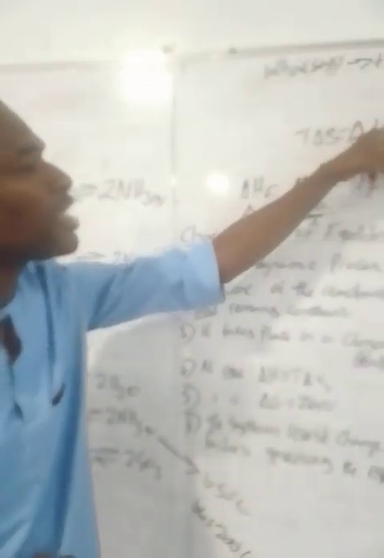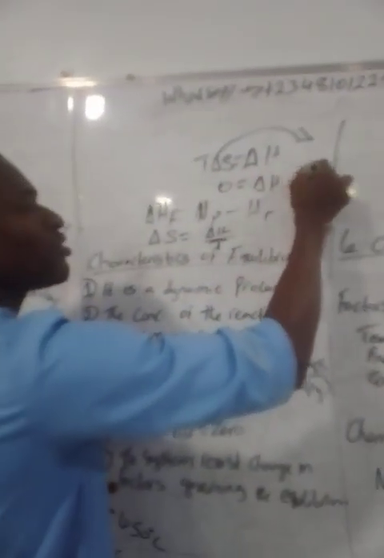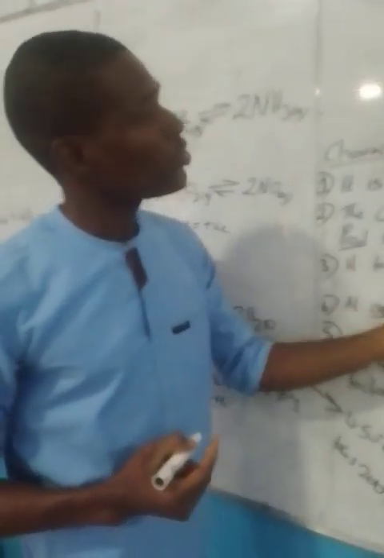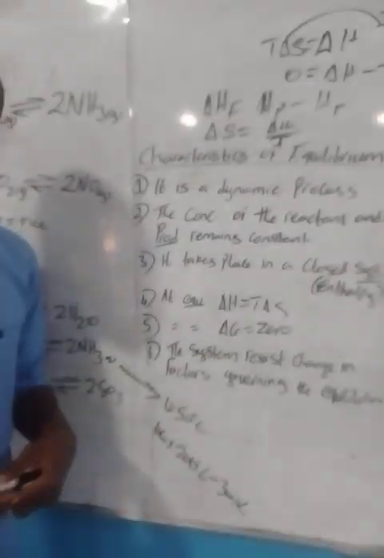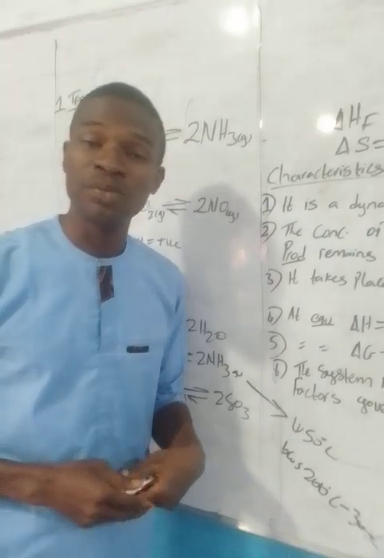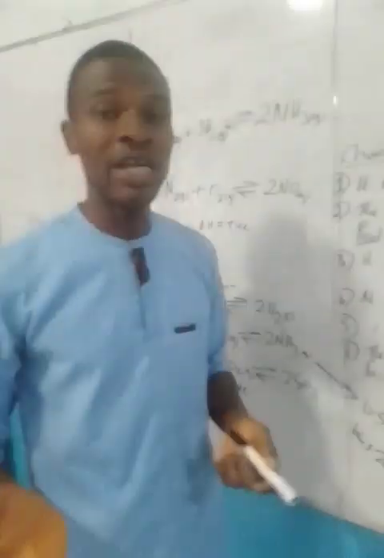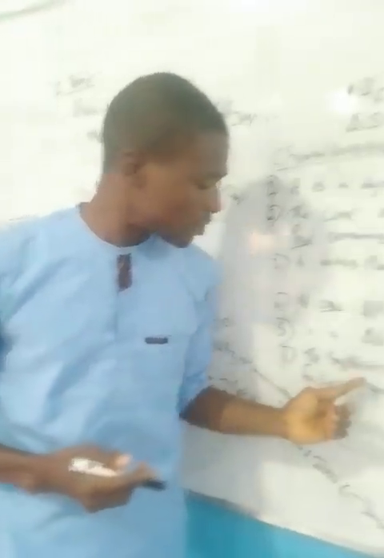If you move this one to this side, definitely here should be 0. So 0 is equal to delta H minus T delta S. That shows that this side is equal to this side, which means it is in equilibrium. When delta G is 0, it also tells us that it is in equilibrium. When delta G is negative, it is spontaneous, and when delta G is positive, it is not spontaneous. For a reaction to proceed, it must be spontaneous.